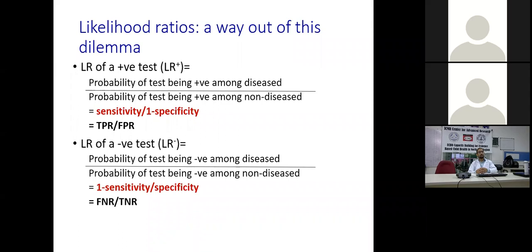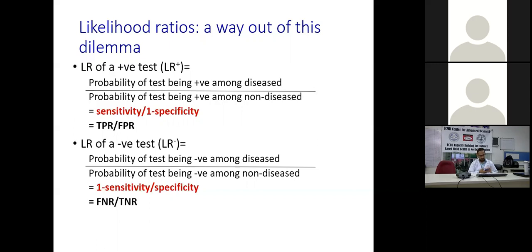So the likelihood ratio of a positive test is the probability of the test being positive amongst the diseased divided by the probability of the test being positive amongst the non-diseased. So the numerator, many of you would instantly recognize, is nothing but sensitivity. Means what are the chances of the test being positive amongst those who are diseased? That means amongst those who are gold standard positive. The denominator is 1 minus specificity or the false positive rate. That means what is the probability of the test being positive amongst those who are non-diseased? So that is sensitivity upon 1 minus specificity, which in other words is the true positive rate divided by the false positive rate.